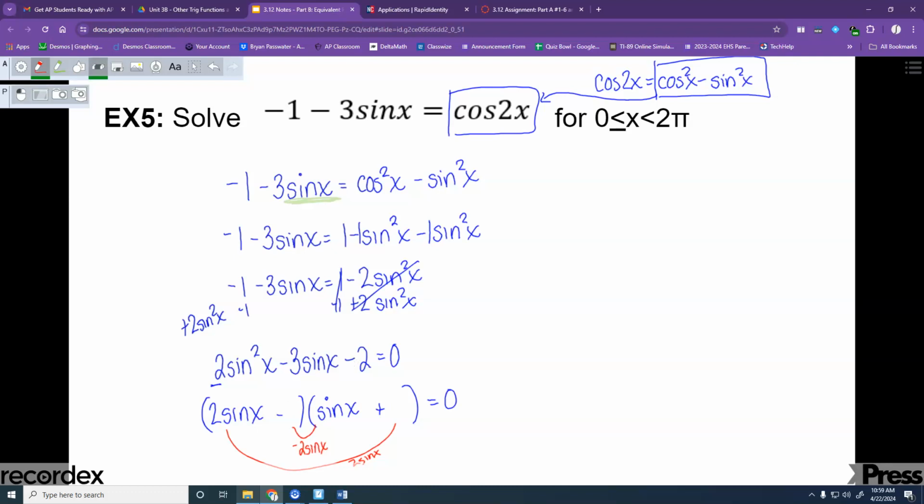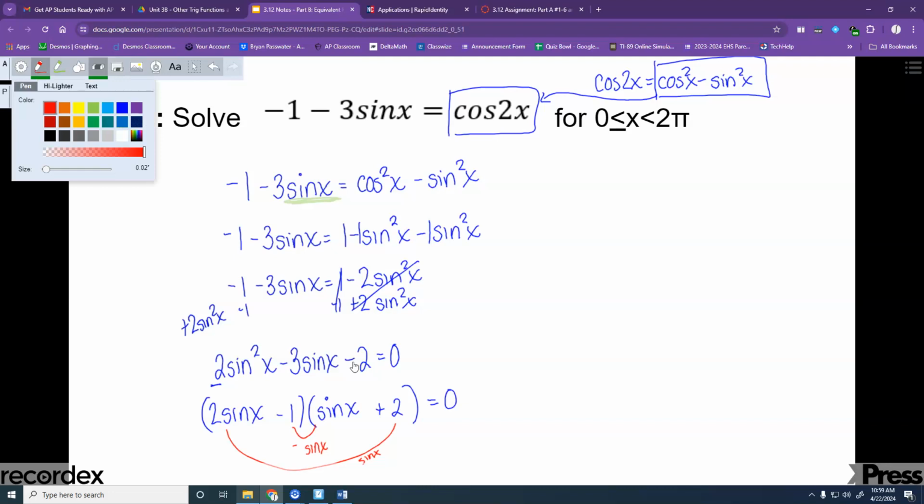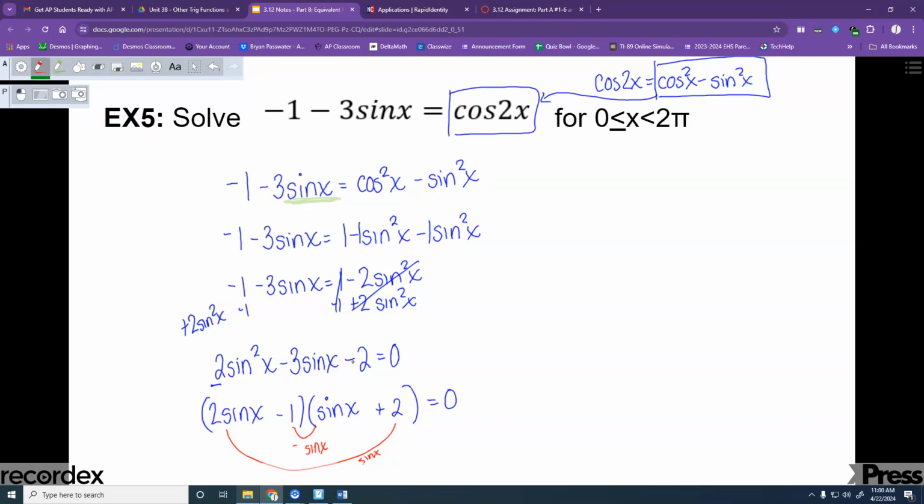Let's put the 1 right here and the 2 right here. And so now whenever we check, negative 1 times sine will give me negative 1 sine. And then 2 sine times 2 will give me 4 sine, which is going to give me positive 3 sine x. Is that right? No, but we're really close.